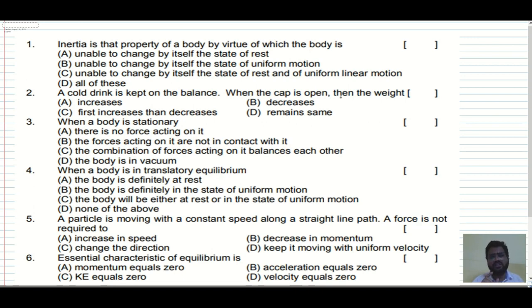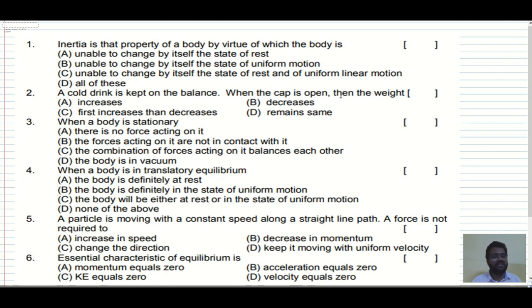So if you want a simple example, if you are standing in a bus and the bus suddenly starts, what will happen? You will tend to fall backward. And if you are standing in a bus which is already moving and the driver applies a brake, what will happen? You will tend to fall forward, right? Why is it so? It is because of the inertia of rest in the first case and inertia of motion in the second case. So I hope this is clear.